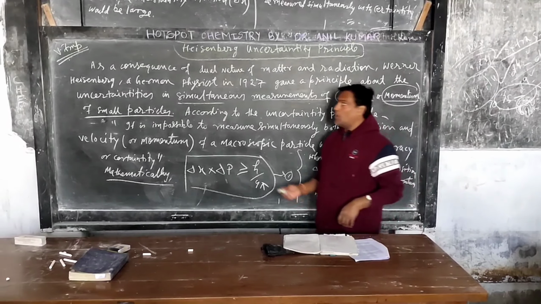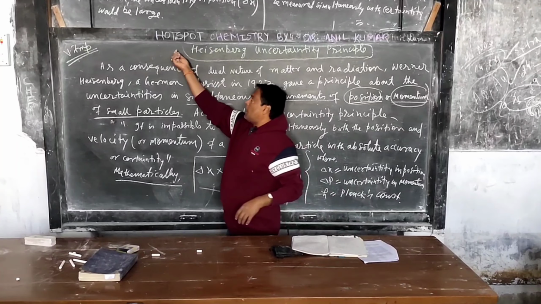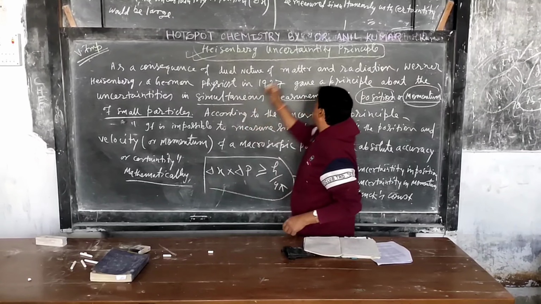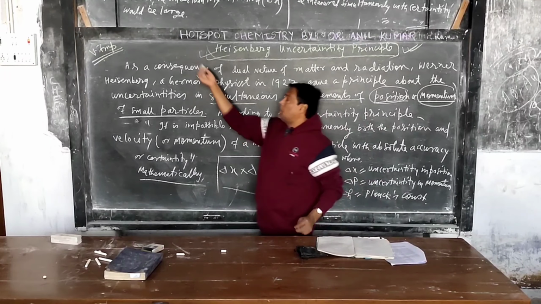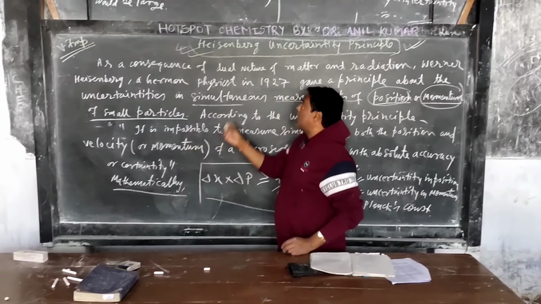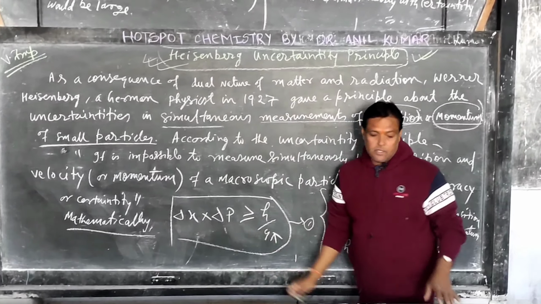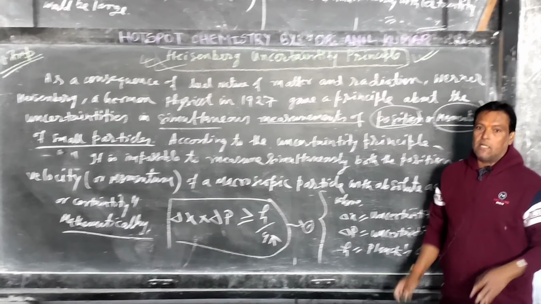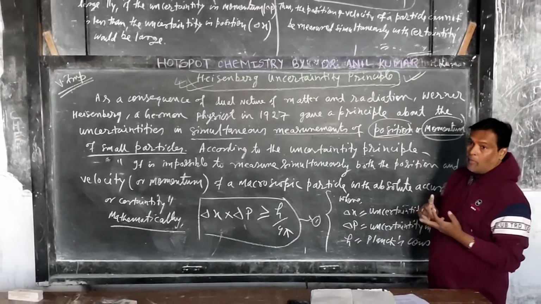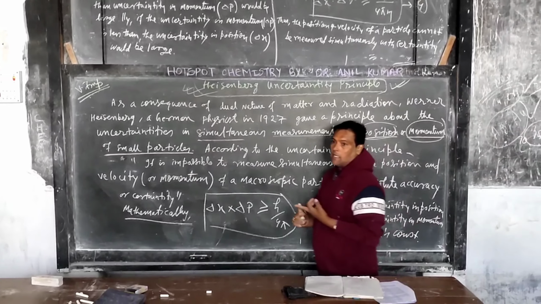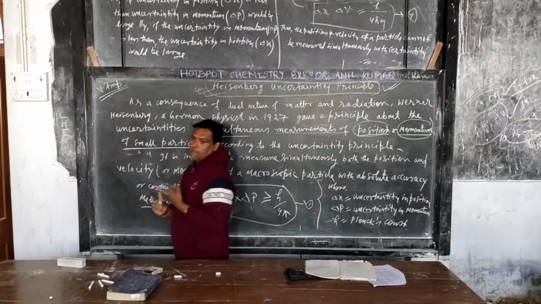Today we will discuss a new topic, Heisenberg uncertainty principle. This is a very important topic as it generally comes in the exams. Basically, what is Heisenberg uncertainty principle? That is, the position and momentum of anything cannot be measured simultaneously.